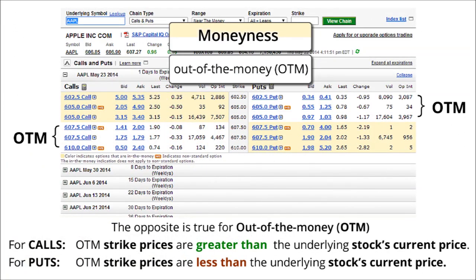The opposite is true for out-of-the-money, OTM strike prices. For calls, OTM strike prices are greater than the underlying stock's current price. For puts, OTM strike prices are less than the underlying stock's current price.